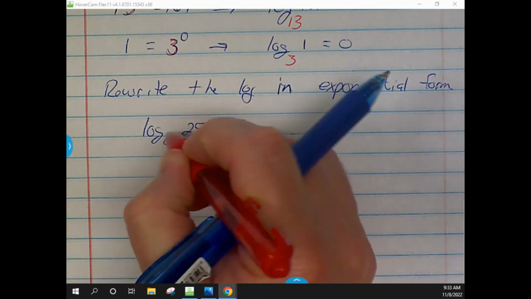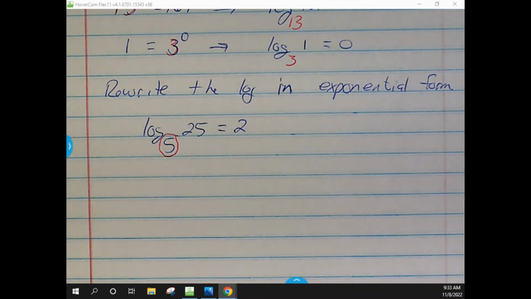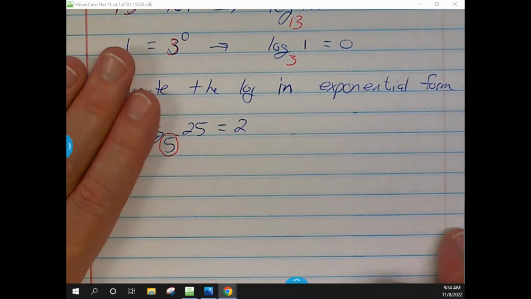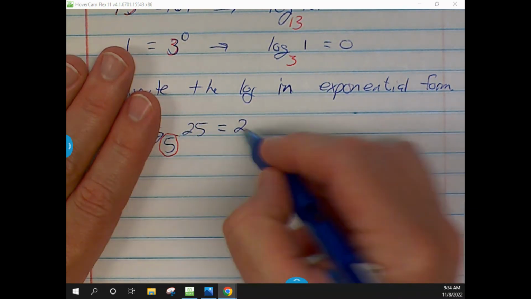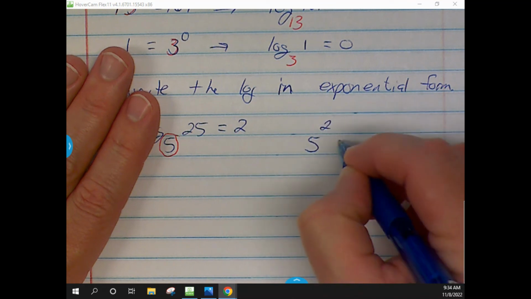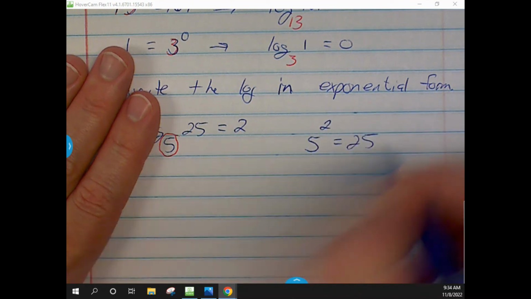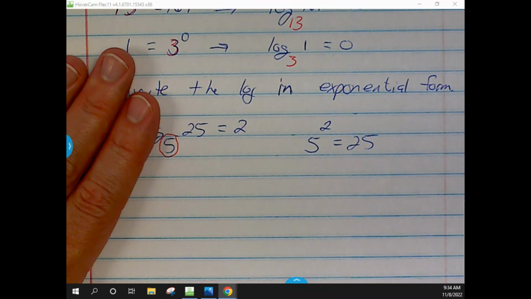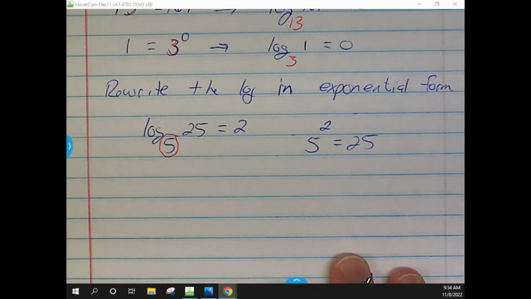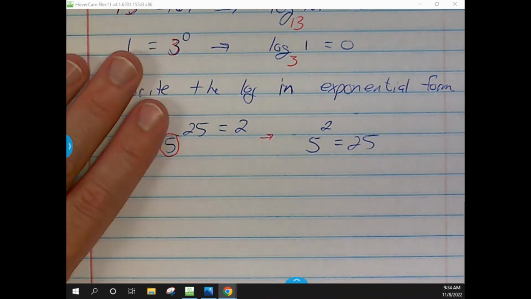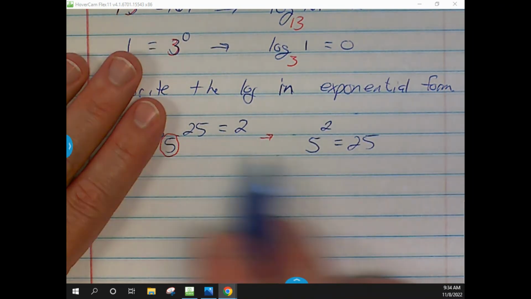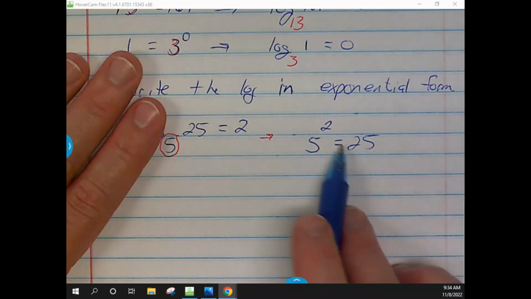All right, over here, base is on the bottom, right? And to me, this is the one that's really easy because you just cover up the word log. The 5 stays where it is, and then you just switch these two numbers. The 2 goes here, then you put the equal, and then you put the 25. So log to exponential, to me, is kind of the easier one of the two, because you take out the word log, the base stays the same, and then you switch these two numbers. So now it's 5 squared equals 25.